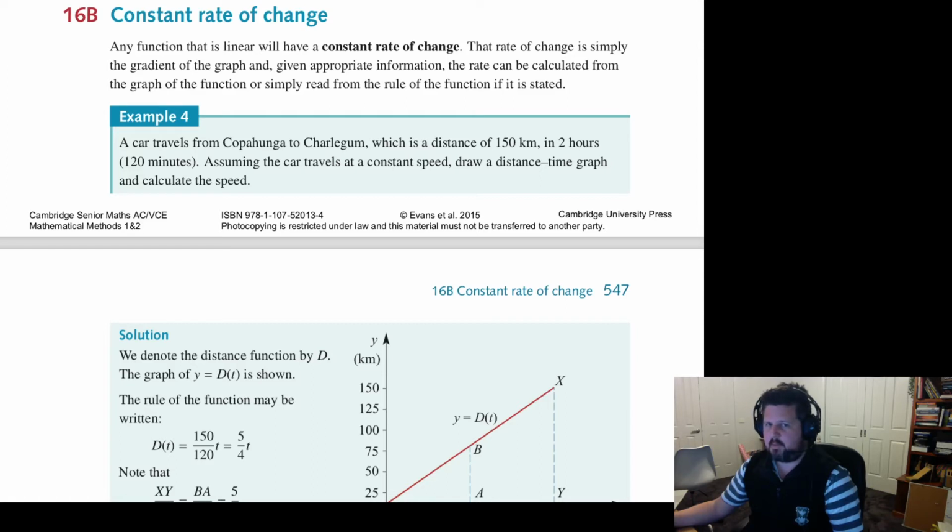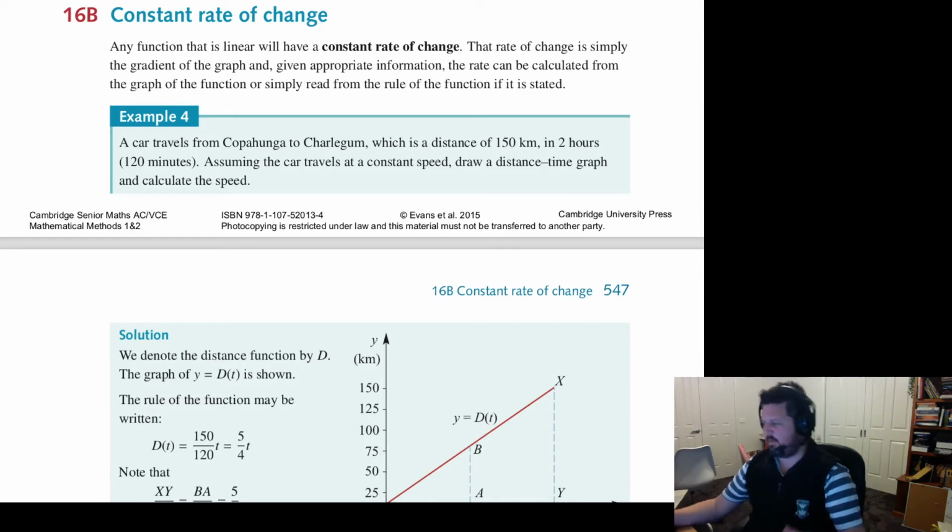So here's an example of a constant rate of change. It's a car, and it says it's traveling between two cities, Copperhunga and Charlie Gum. The distance between those is 150 kilometers, and it takes 2 hours to travel between those two towns, which is 120 minutes. Perfect. It says assuming the car travels at a constant speed, draw a distance time graph and calculate the speed.